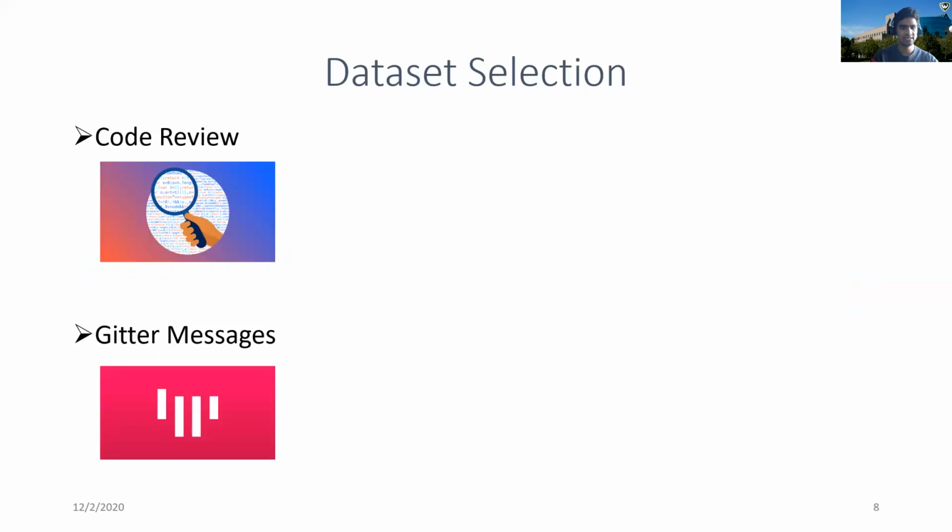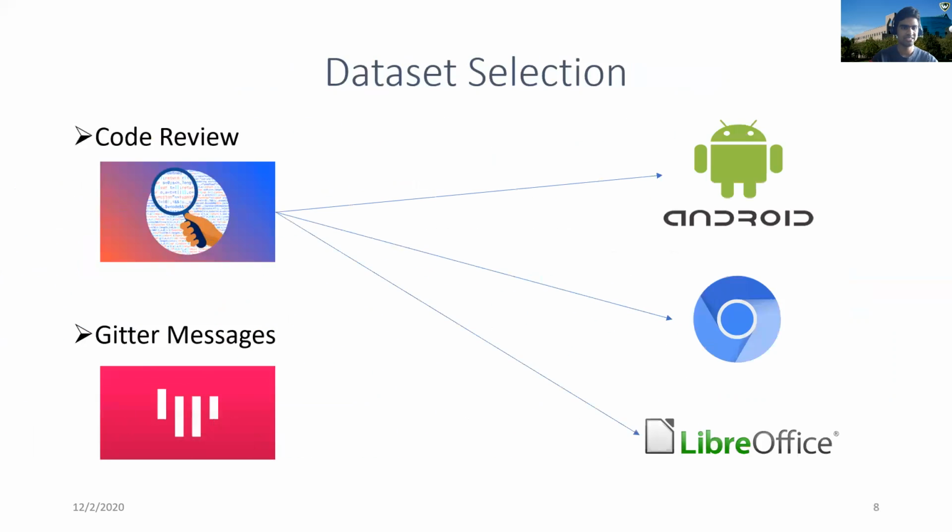We selected two datasets from the software engineering domain. The first one is code review comments and the second one is Gitter messages. Gitter is a platform for communication between software developers, which is integrated with Git. And we selected three projects from code review. The first one is Android, the second one is Chromium OS, and the third one is LibreOffice. All are open source, and we mined all the data using Gerrit miner.